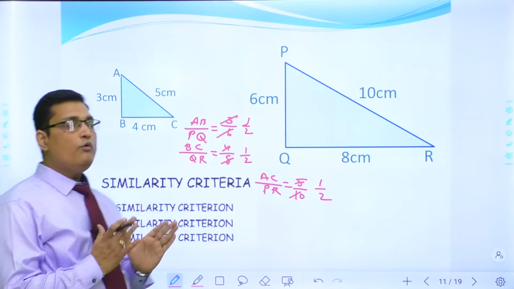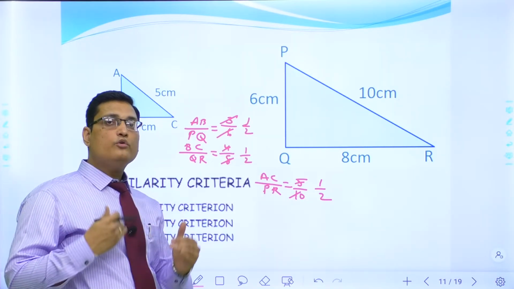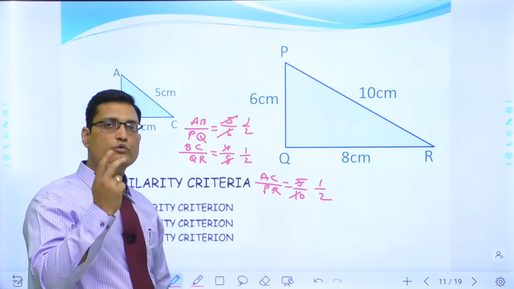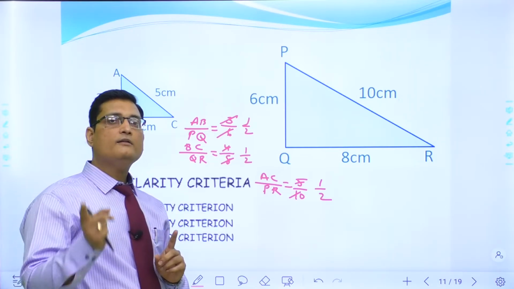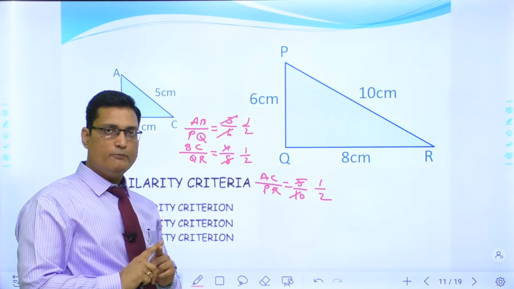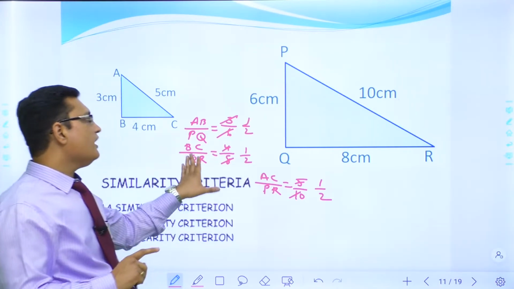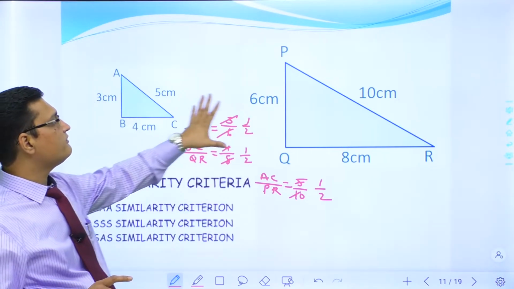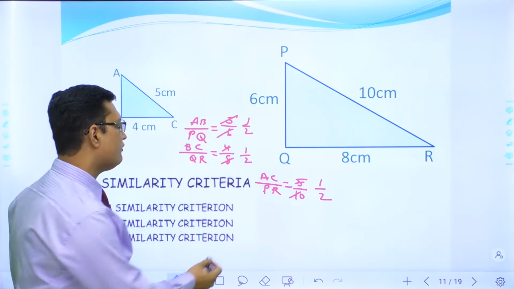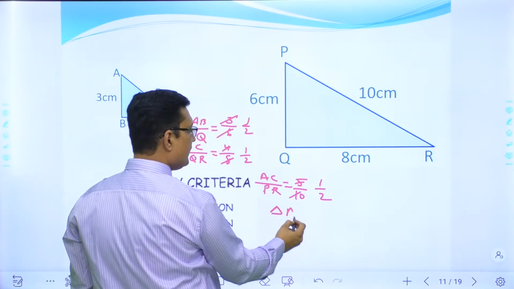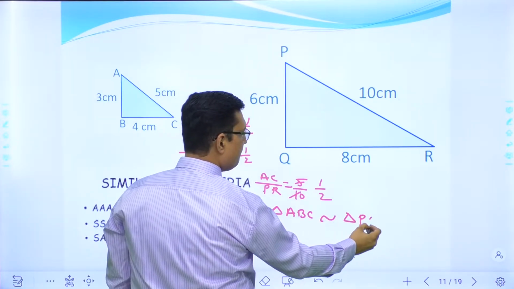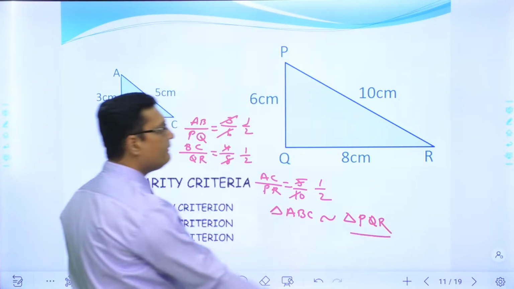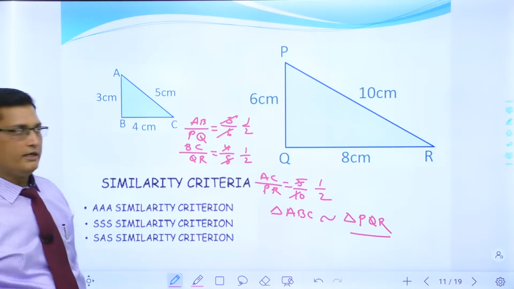Okay. Now you can ask, sir, but you told us there should be two things: all corresponding angles should be equal and the corresponding sides ratio should be equal. So here, if only the sides are in the same ratio, how can we say that triangle ABC is similar to triangle PQR? Now I am explaining how we can say.